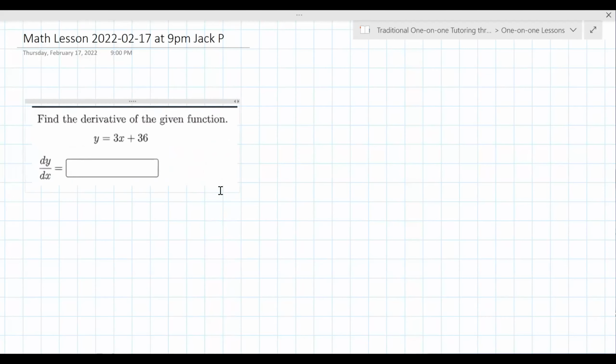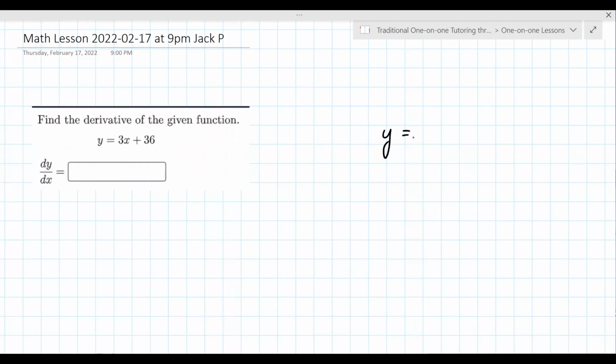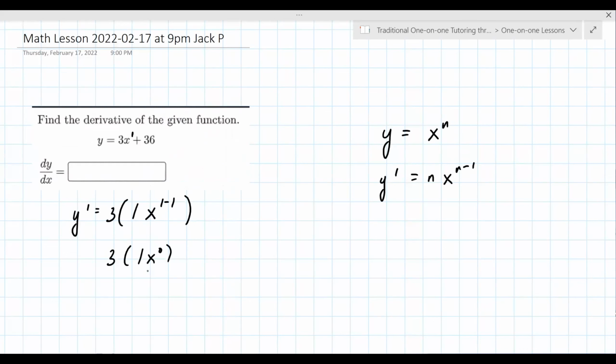Okay, so the rule here is that if you're given y equals x to the n, the derivative dy dx is n x to the n minus 1. So you bring that n down in front and you subtract 1. Notice how there's a 1 above the x. So the derivative is 3 times, and then that 1 comes out. It's 1x to the 1 minus 1, and 1 minus 1 is 0. So it's 3 times 1x to the 0. x to the 0 is 1. It becomes just the 3.